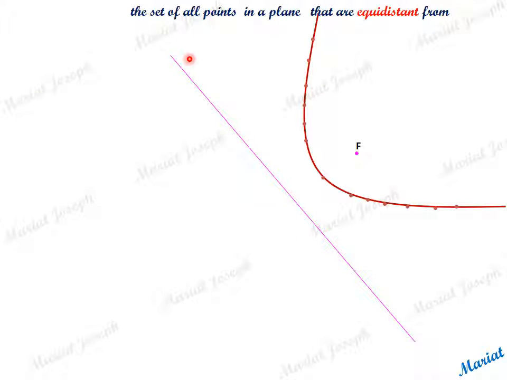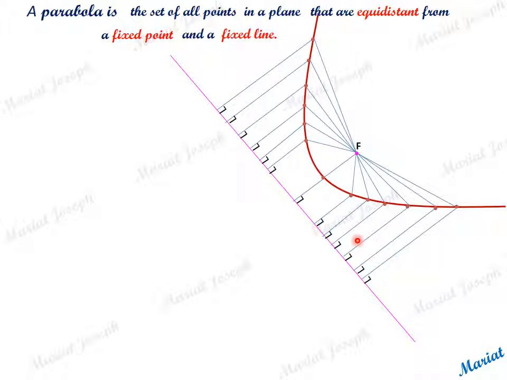The set of all points in a plane that are equidistant from a fixed point and a fixed line is called a parabola. A parabola is the set of all points in a plane that are equidistant from a fixed point and from a fixed line. Here, this fixed line is called the directrix of the parabola and the fixed point is called the focus of the parabola.